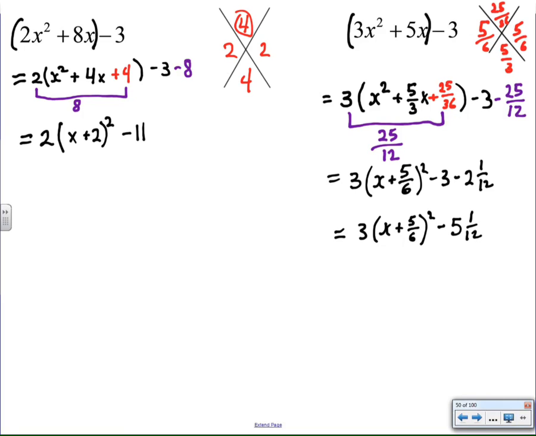Just as a reminder, what we're doing here is taking a standard form expression and writing it into vertex form. A, so that we can read the axis of symmetry, the vertex, right off of it, and B, because now I could take this form and use inverses to find x-intercepts and solve the equation.